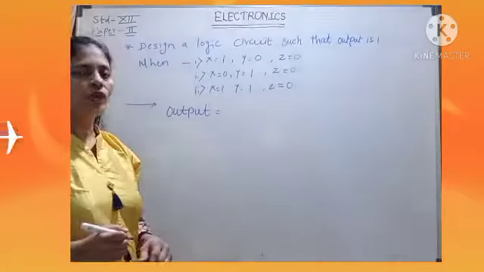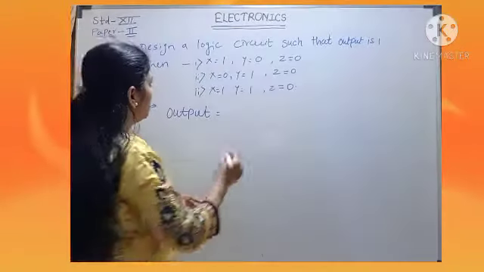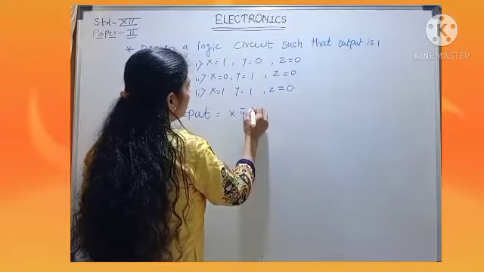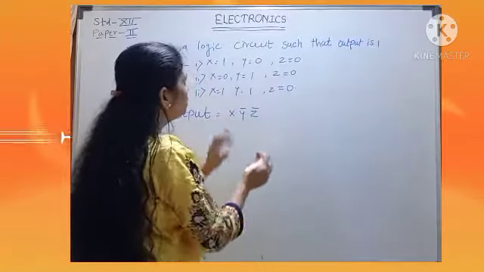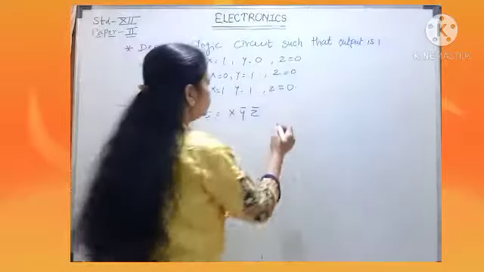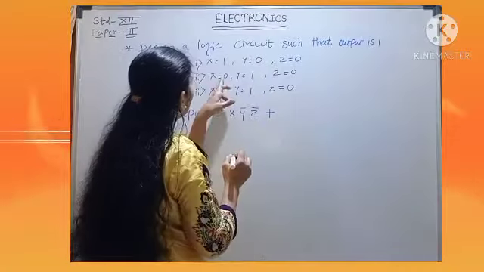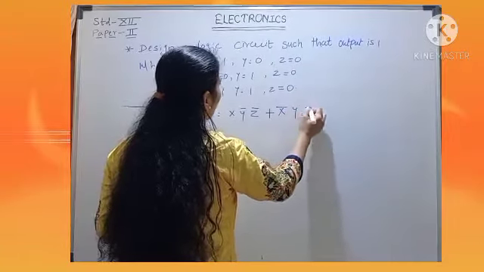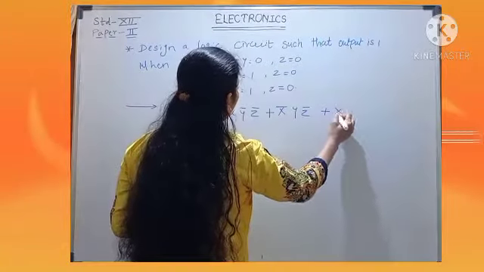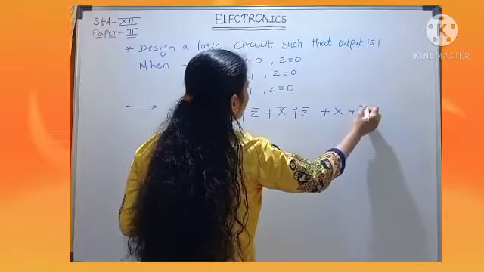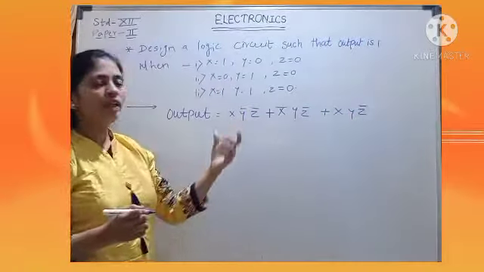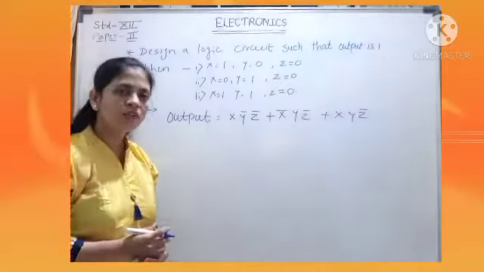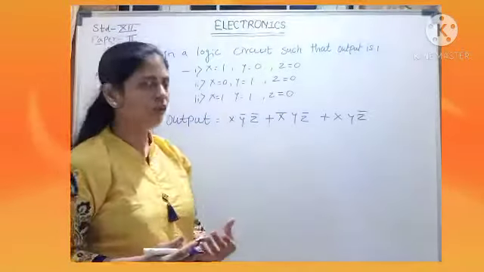So let's write down the equation for the output. So the equation for output for the first condition is x, y complement, z complement. Then all these inputs should be added. So we require plus sign here. So here we got x complement, y and z complement plus x, y and z complement. So we wrote the equation for the given situations. Then we have to solve this equation by using Boolean laws.